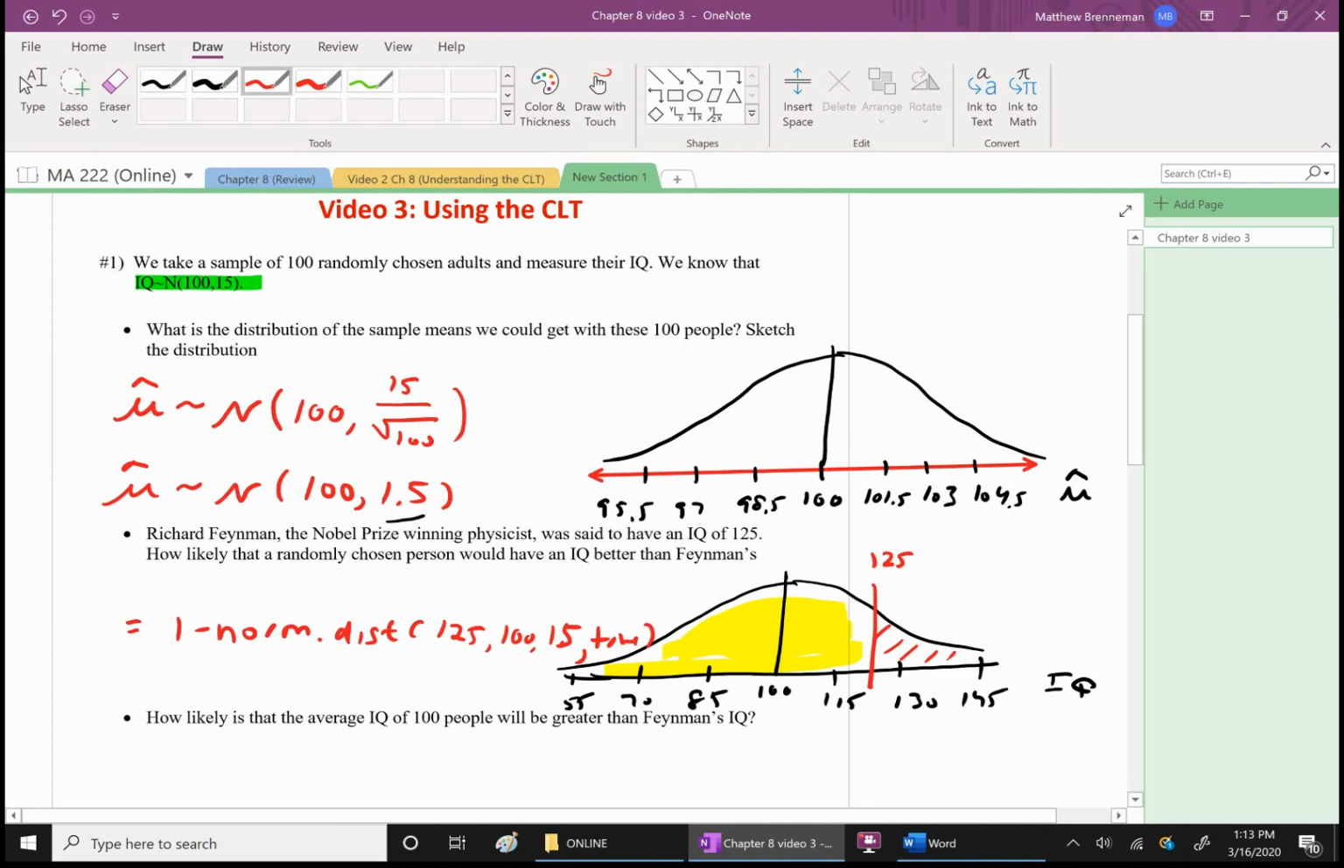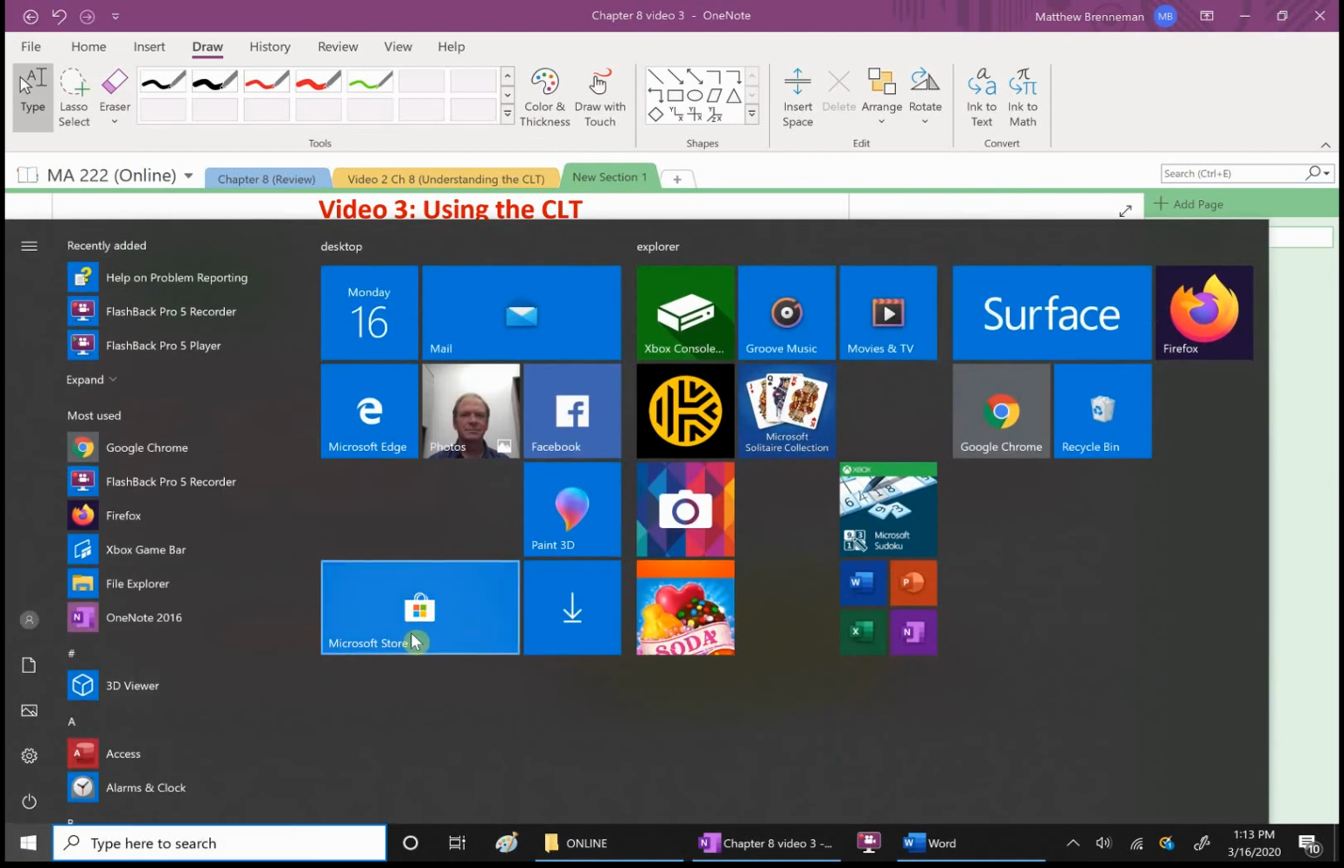So let's go ahead and enter this in Excel. And we can kind of guess what this is going to be with the empirical rule. We know it's going to be between 84% and 97.5%, but that's kind of broad. So let's actually use Excel to do this computation.